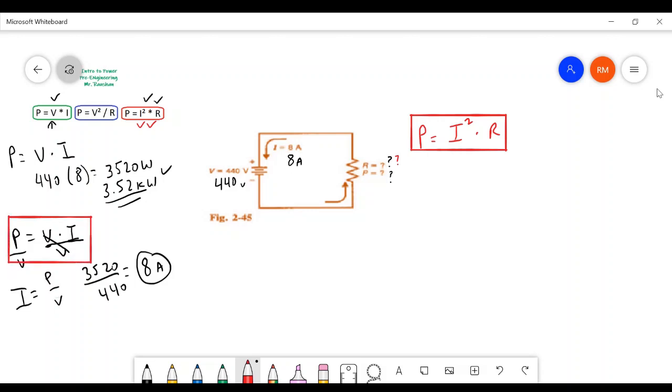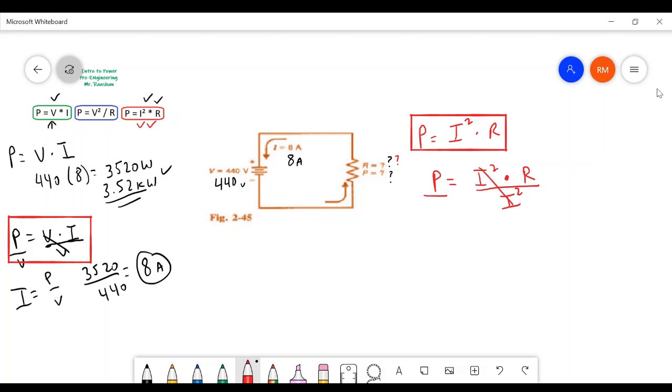So let's get to it. P is equal to I squared times R. We are not looking for P anymore. We already have P. We are looking for R. So how can we get R by itself? Now the R is attached to the I squared with this multiplication symbol, right? So we need to get rid of the I squared. So we divide by the I squared.